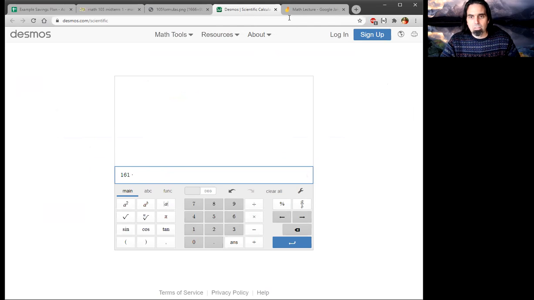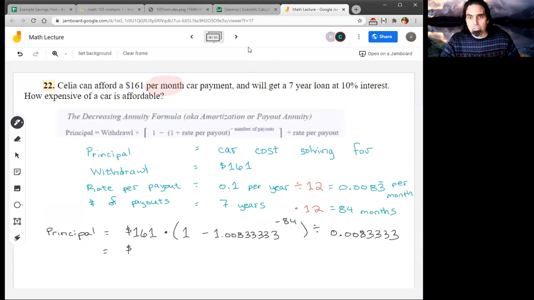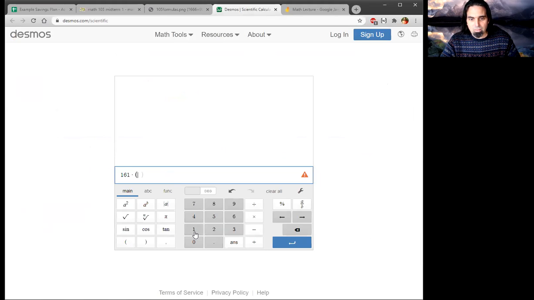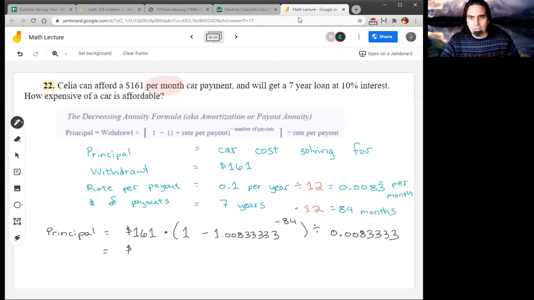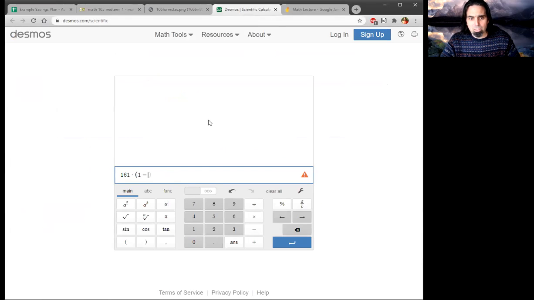161 times parentheses 1 minus 1.008 lots of threes, exponent to the negative 84, and then close my parentheses, and then divided by the 0.008 and lots of threes. Remember, we want to keep adding threes until it's not changing the answer anymore.